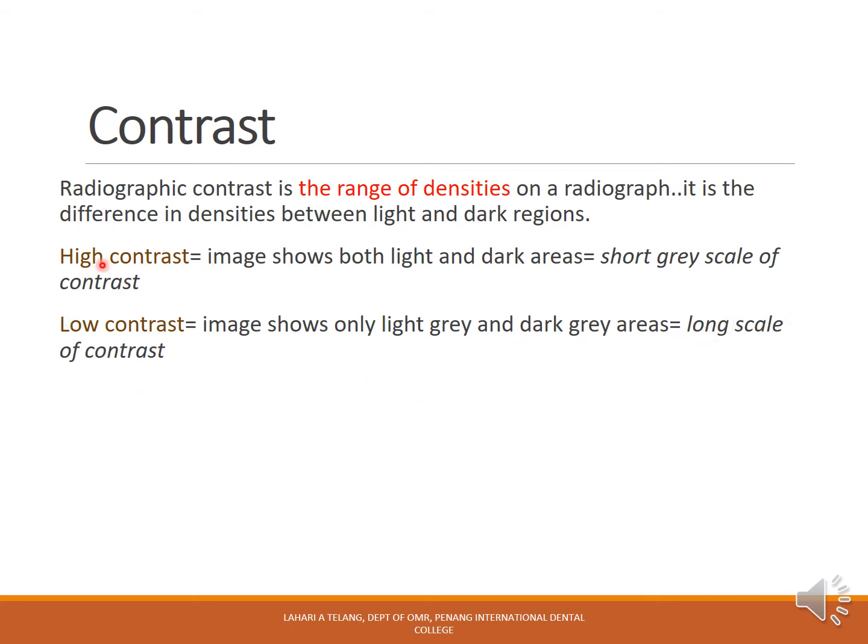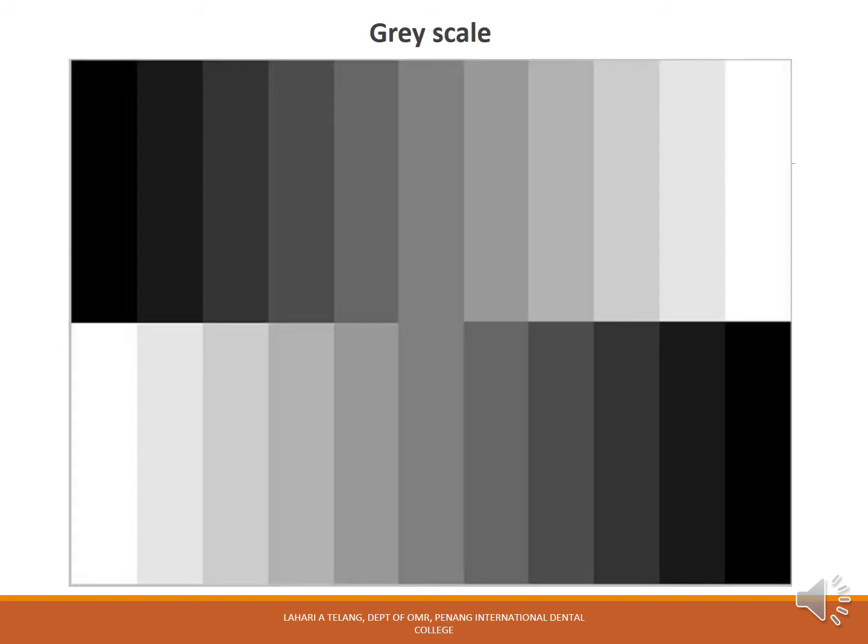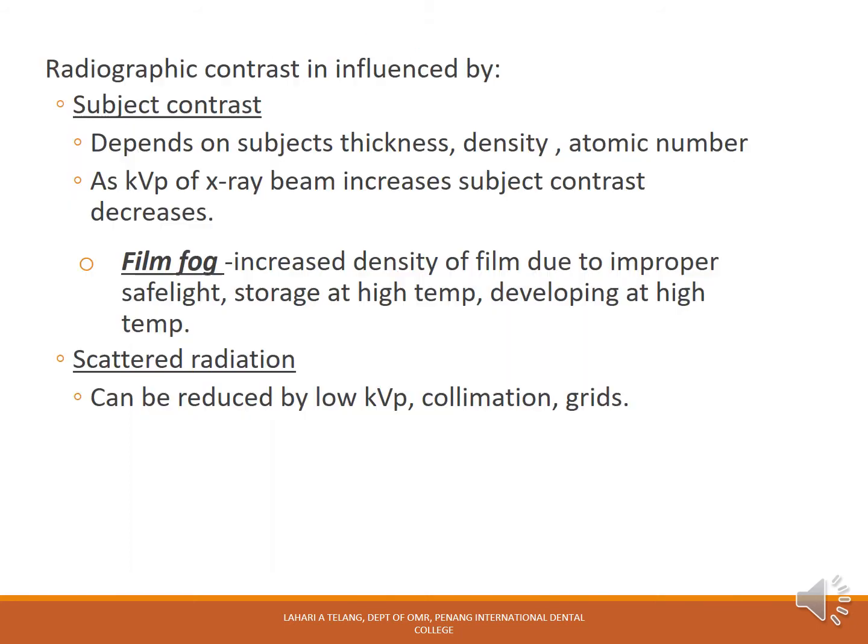So that means high contrast images show you both light and dark areas. This is what we're talking about with grayscale. That means if this extreme end is black and this side is white, and in between you have all the shades of gray. So radiographic contrast is influenced by subject contrast and scattered radiation. Subject contrast depends on the thickness of the subject being radiographed, the density, and the atomic number. Also, as the voltage of the X-ray beam increases, the subject contrast decreases.